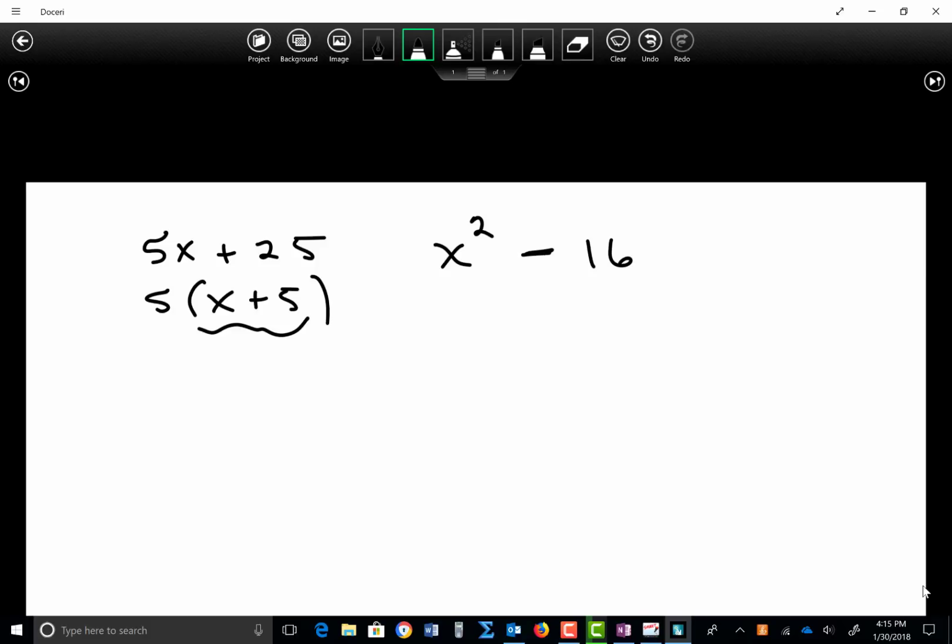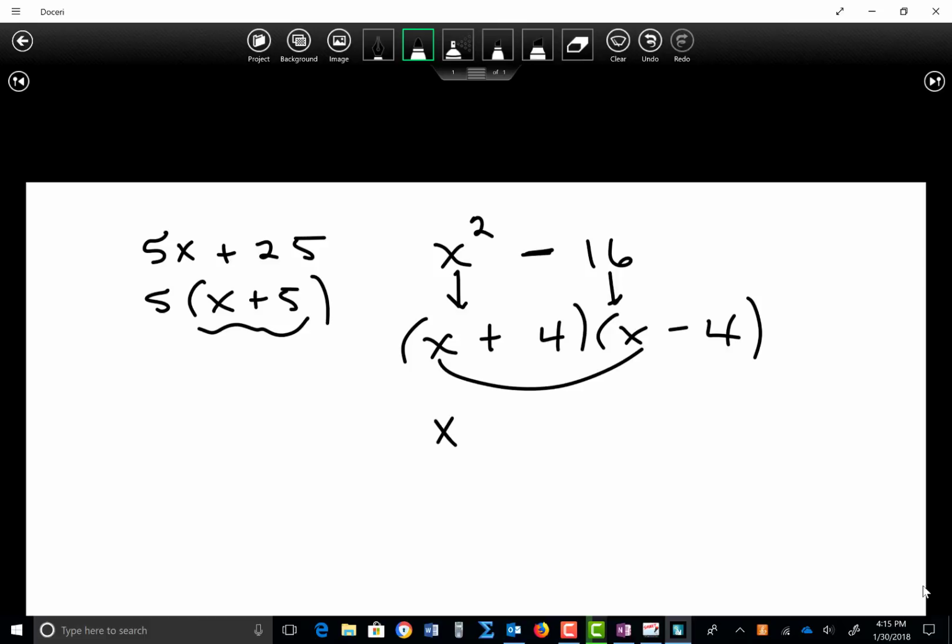And in order to factor this, if you'll remember this from previous things you've done, you took the square root of both of them and you put those in two sets of parentheses. Then you put a plus in one and a minus in the other. And what you're doing is you're breaking this apart so that if we were to go back and put it back together, we would actually end up with what we started with.